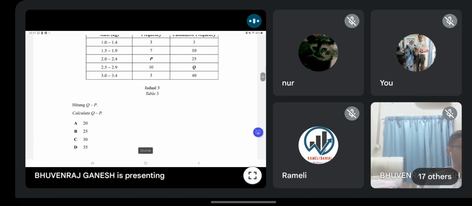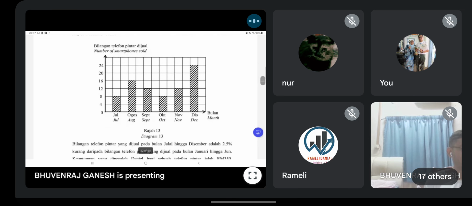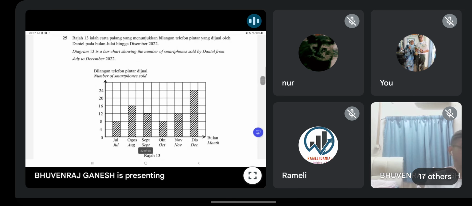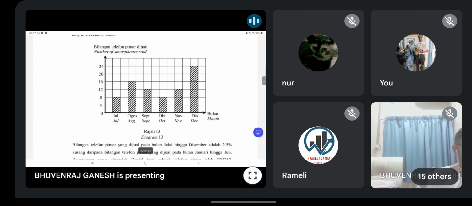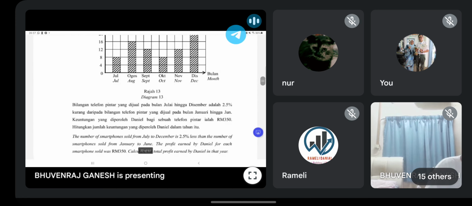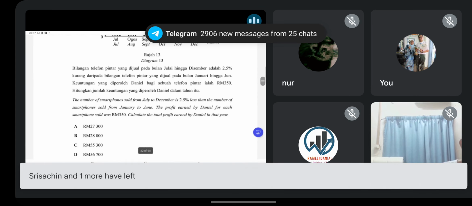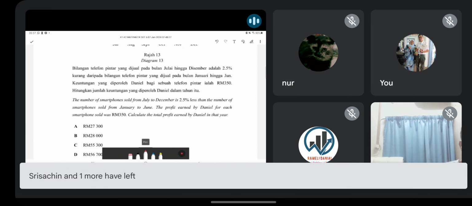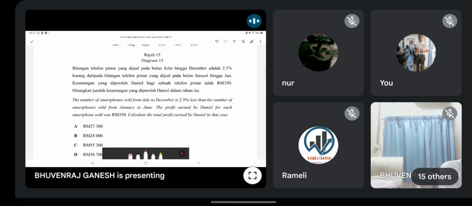25, okay. 25. Eh? Mengapa 25 ni ada masalah? Let me see. Oh, okay, okay. Percentage lah. Okay. This question actually lower form lah. Lower form punya. Okay, it might look like upper form, tetapi is lower form.